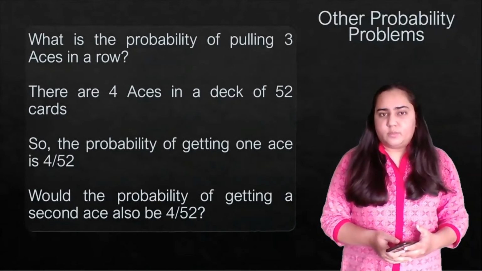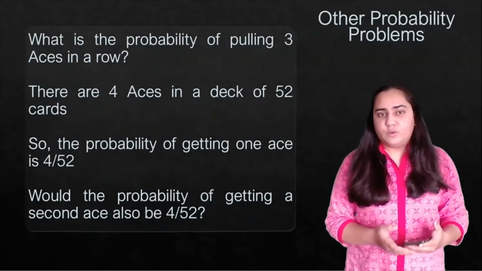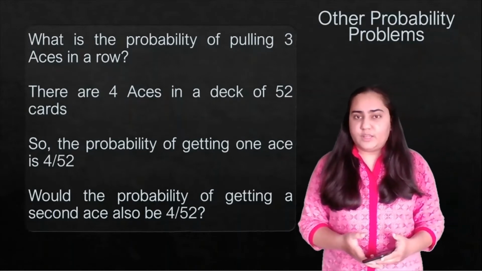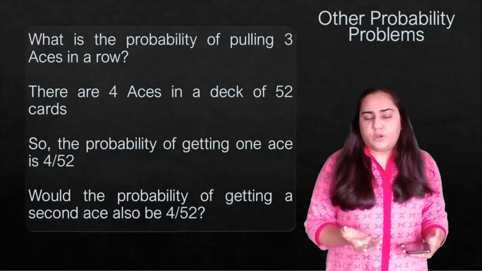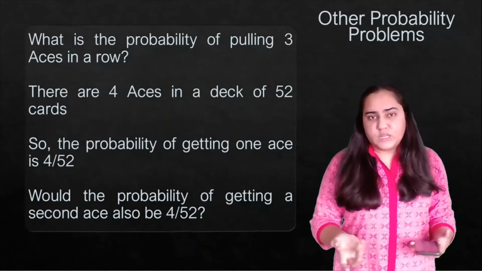Now let's see some other probability problems. What is the probability of pulling three aces in a row? So you have 52 cards. You are picking one card at a time, and you're doing this three times.